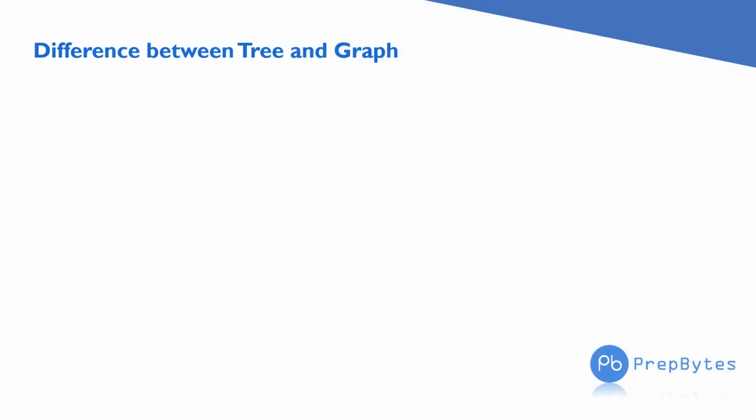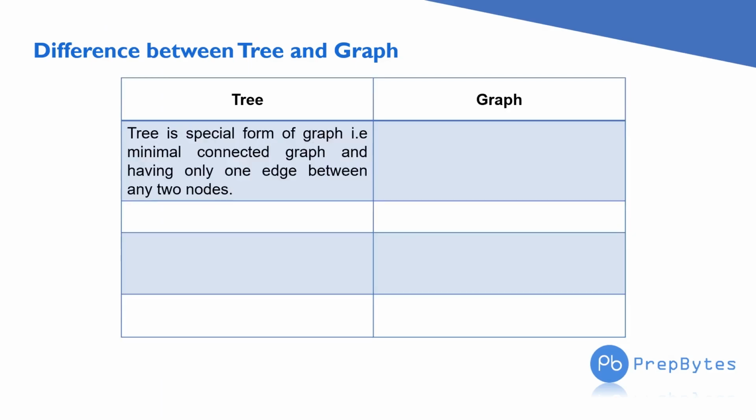So before that, let me tell you a difference between tree and graph. Okay, there is a difference between tree and graph. Tree is a special form of graph. So this is an important point. Tree is nothing but a graph, but it is a minimally connected graph and having only one edge between any node. So in tree, as we all know, there is only one edge between any number of nodes.